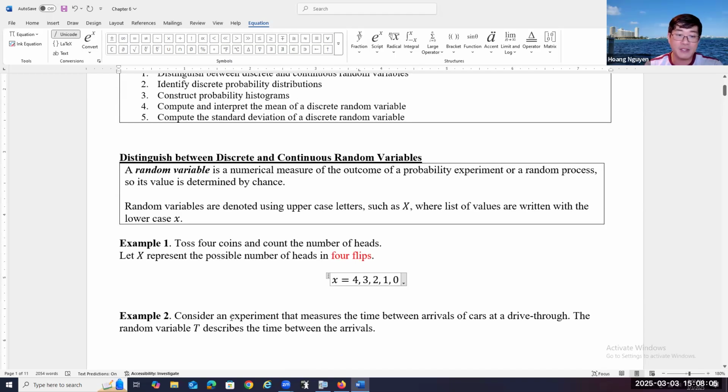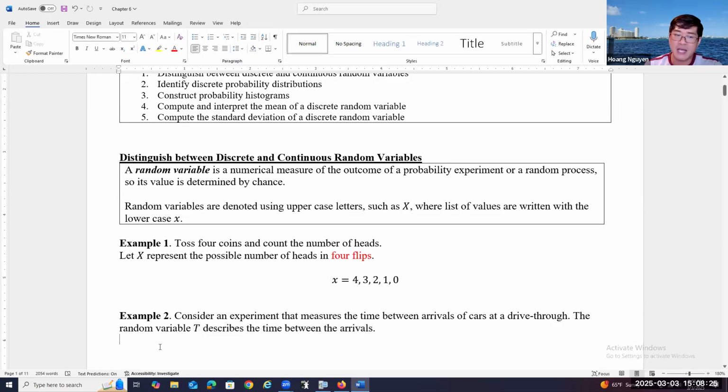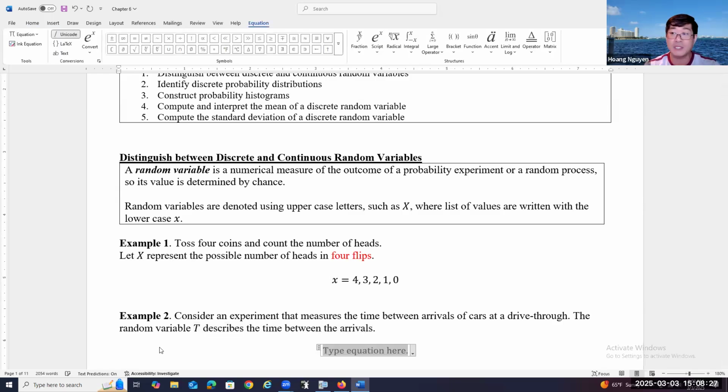Now consider an experiment that measures the time between arrivals at, of course, a drive-through McDonald's. The random variable t describes the time between arrivals. Can you give me examples of this random variable t? Okay, t could be any number. This is the amount of time, so watch out for this.